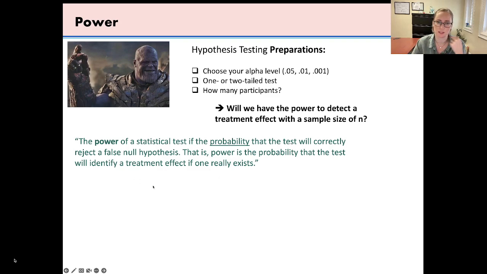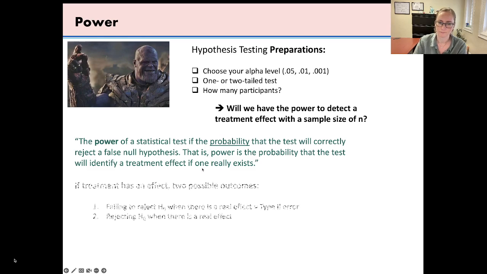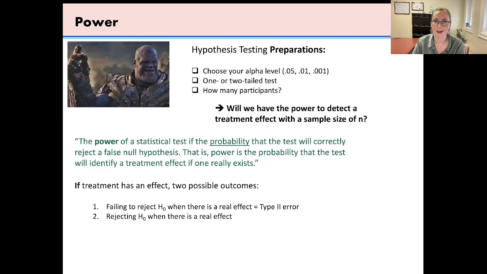The power of a statistical test is the probability that the test will correctly reject a false null hypothesis. It's just that you're going to successfully reject the null hypothesis. This is the probability you have of actually going through with that. So the power is the probability that the test will identify a treatment effect if one really exists. So if a treatment had an effect, there are 2 different outcomes.